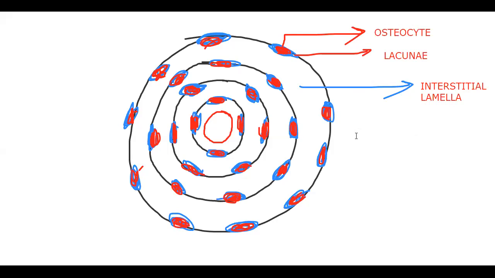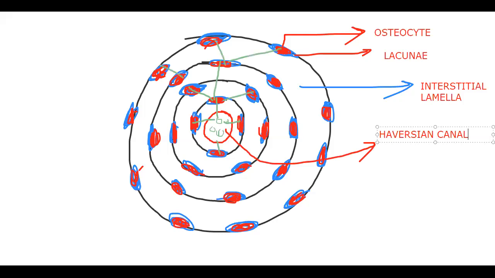Then in the center we find the Haversian canal, the red one in the center. What does it contain? It contains a blood vessel, an artery, a vein, a lymph vessel, and a nerve fiber. That means the Haversian canal supplies food to those cells through small branches or canals. We say canaliculi. These canaliculi supply nourishment to the whole structure.